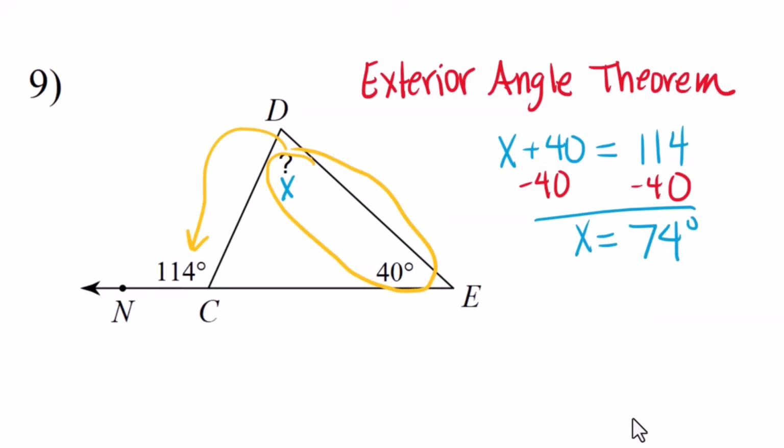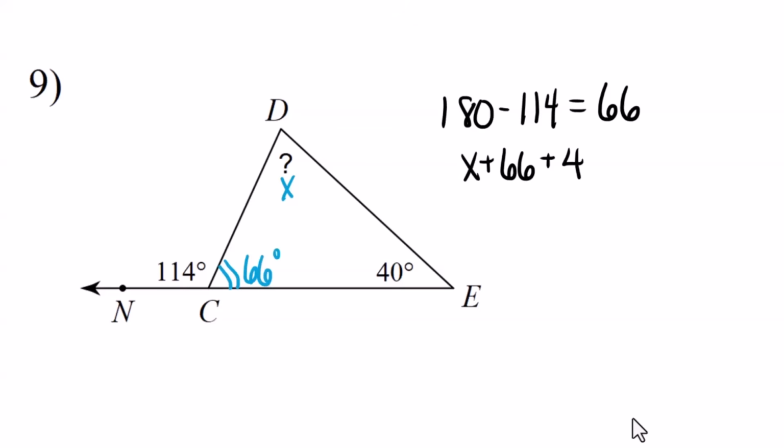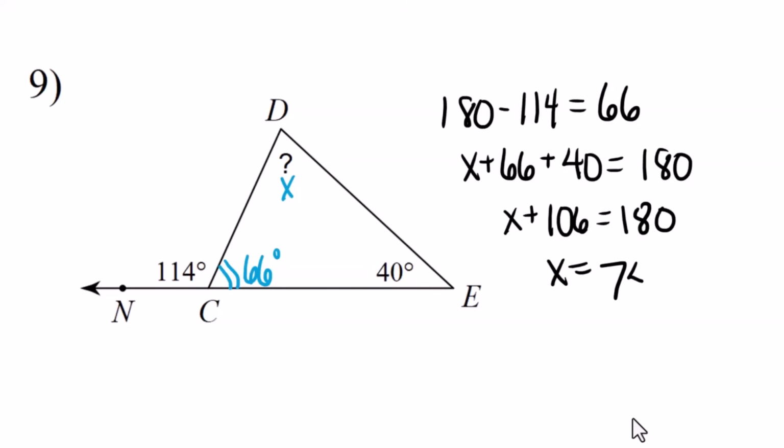Now, I'm not moving on to the next question. I want to do this one again because sometimes you might forget the exterior angle theorem. And if you do, this is how you would do this problem. You would have to find this angle, and you'll do that by subtracting the 114 from 180, and that gives you 66. Now you're going to add your x, your 66, and your 40 and set it equal to 180. You get x plus 106 equals 180. Subtract. We get x equals 74.